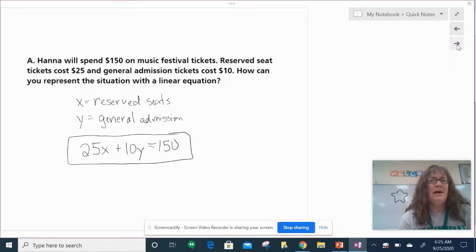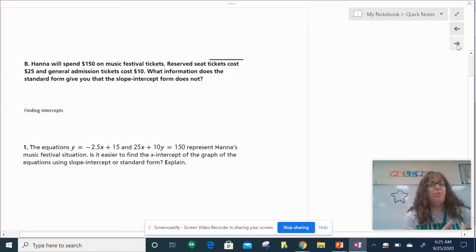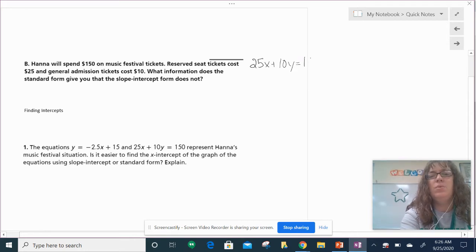So how is this helpful? Well, same problem. Hannah's going to spend that $150 on music tickets. Her reserve tickets cost $25. Her general admission tickets cost $10. I want to know what kind of information does this give me that slope-intercept form does not. So I'm going to rewrite the equation right up here. We said it was 25x plus 10y is equal to $150.